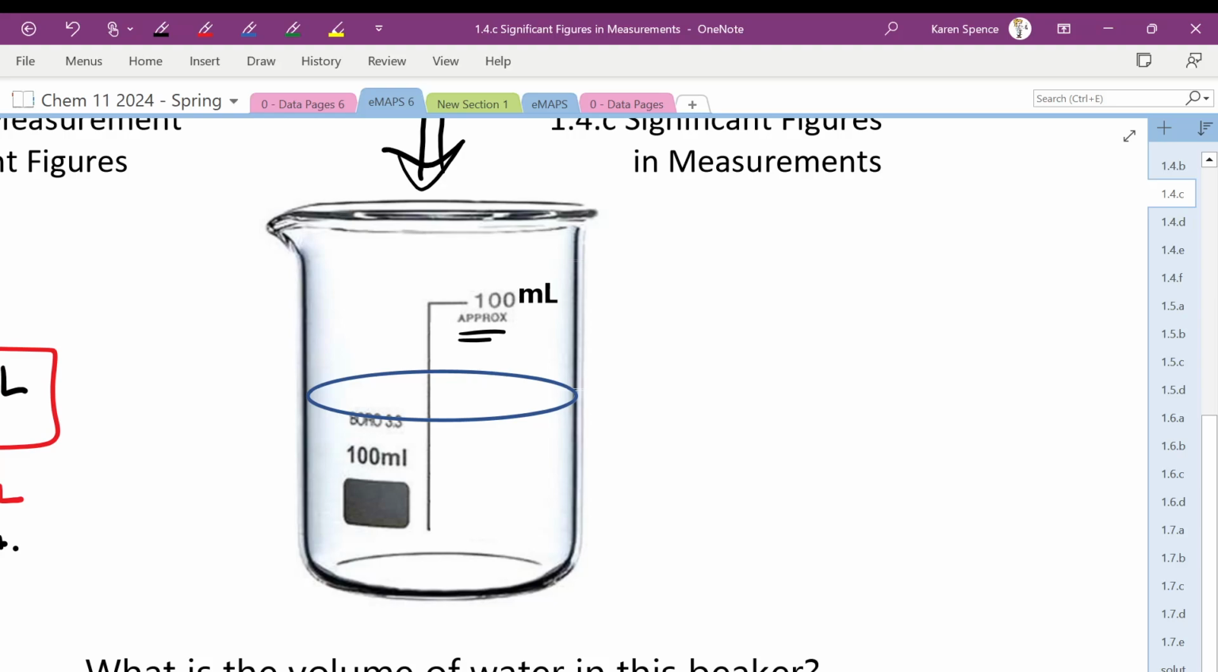And what I'd like you to do is make the measurement for this one and then compare with your partner, see what they got and see what you got.